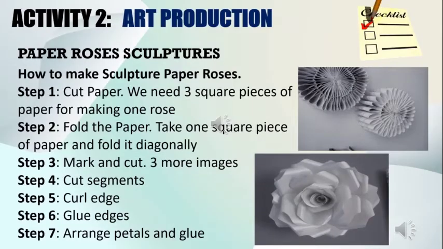Activity 2, Art Production, Paper Roses Sculptures. How to make sculpture paper roses. Step 1, cut paper. We need 3 square pieces of paper for making 1 rose. Step 2, fold the paper. Take 1 square piece of paper and fold it diagonally. Step 3, mark and cut 3 more images. Step 4, cut segments. Step 5, curl edge. Step 6, glue edges. Step 7, arrange petals and glue.